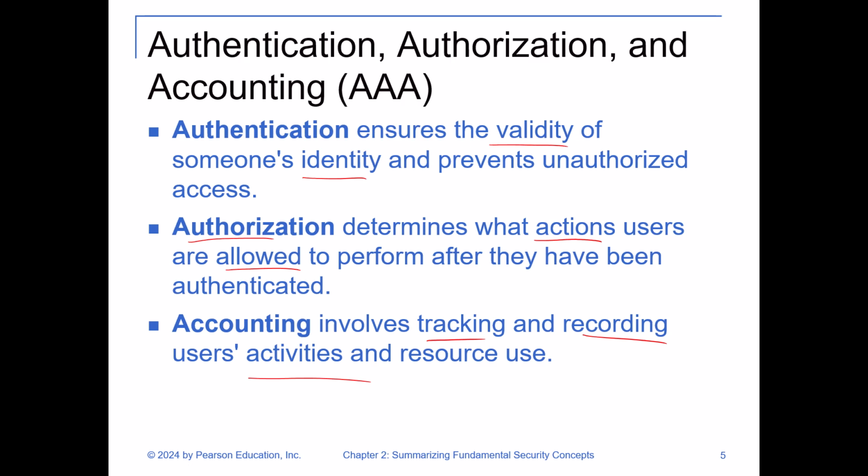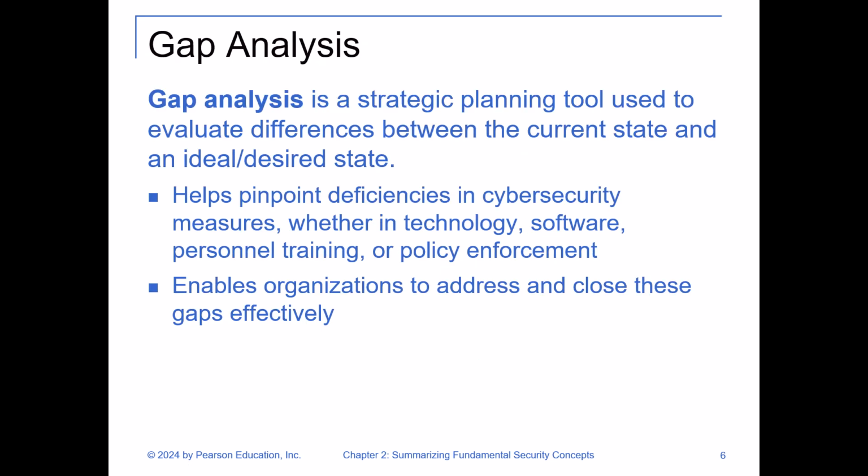All right, so moving past this, we have our gap analysis. This is the strategic planning tool used to identify and evaluate differences between the current state and where we want to be. So, our gap analysis looks at current, ideal, or desired. So we're here and we want to be here. How do we get there?